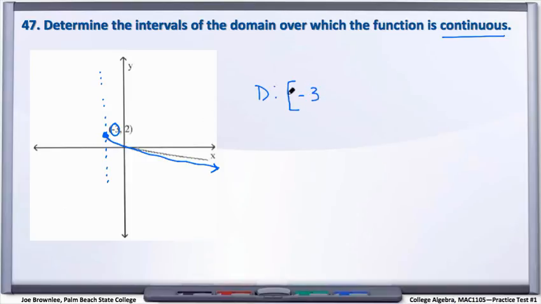So we go from -3 out towards positive infinity, and we know that we use parentheses with infinity, and so we can say that the domain interval over which this function is continuous is from -3, including -3, out towards positive infinity.